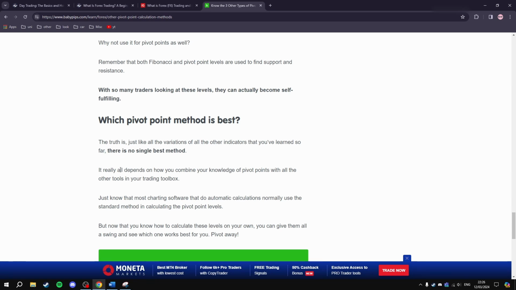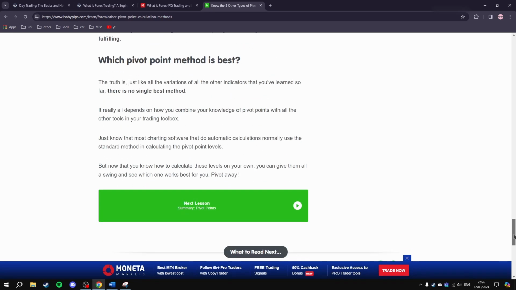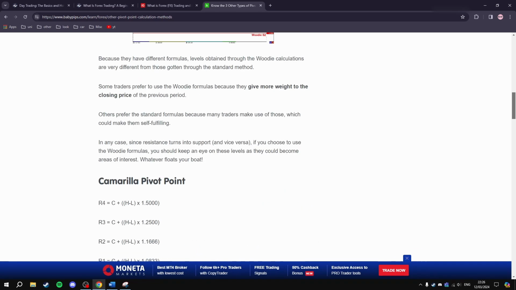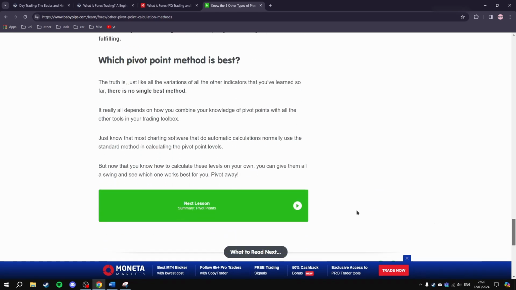trading toolbox. Just know that most charting software that do automatic calculations normally use a standard method in calculating the pivot point levels. But now that you know how to calculate these levels on your own, you can give them all a swing and see which one works best for you. Pivot away. But remember always to use the pivot points with other market indicators.